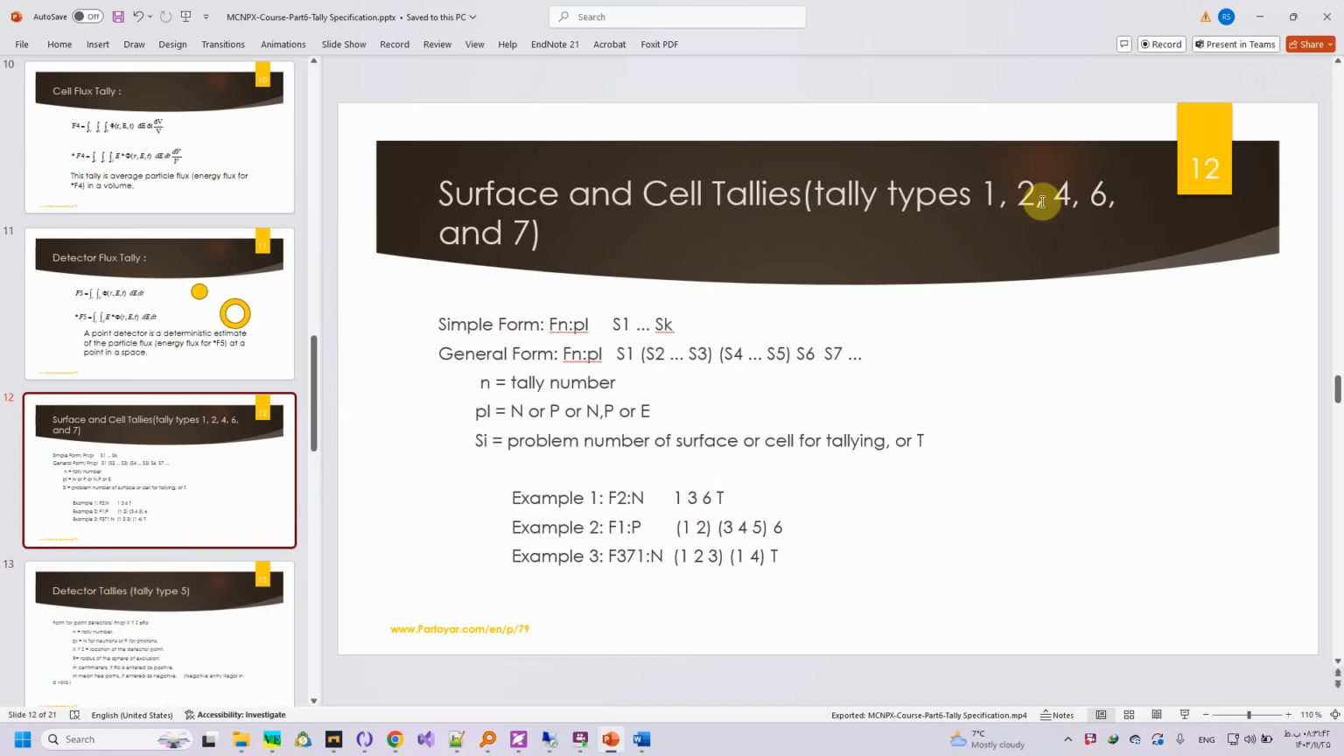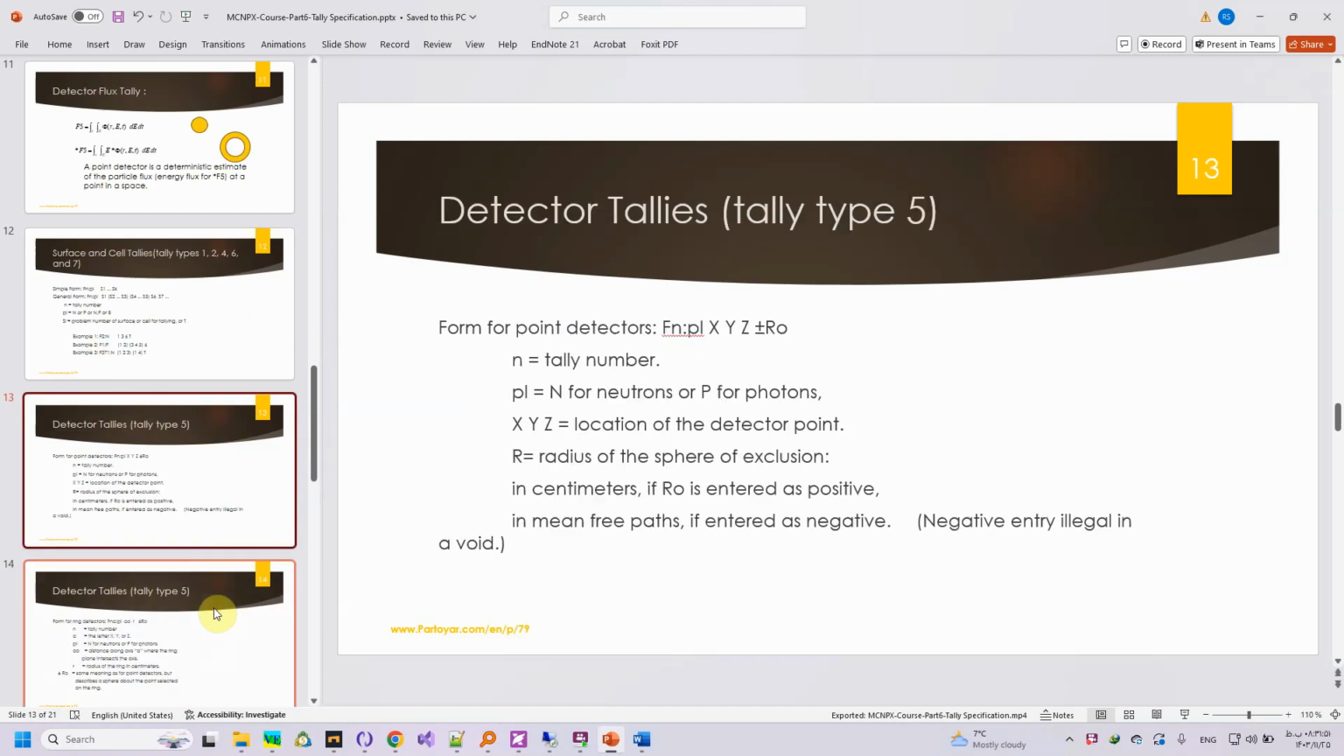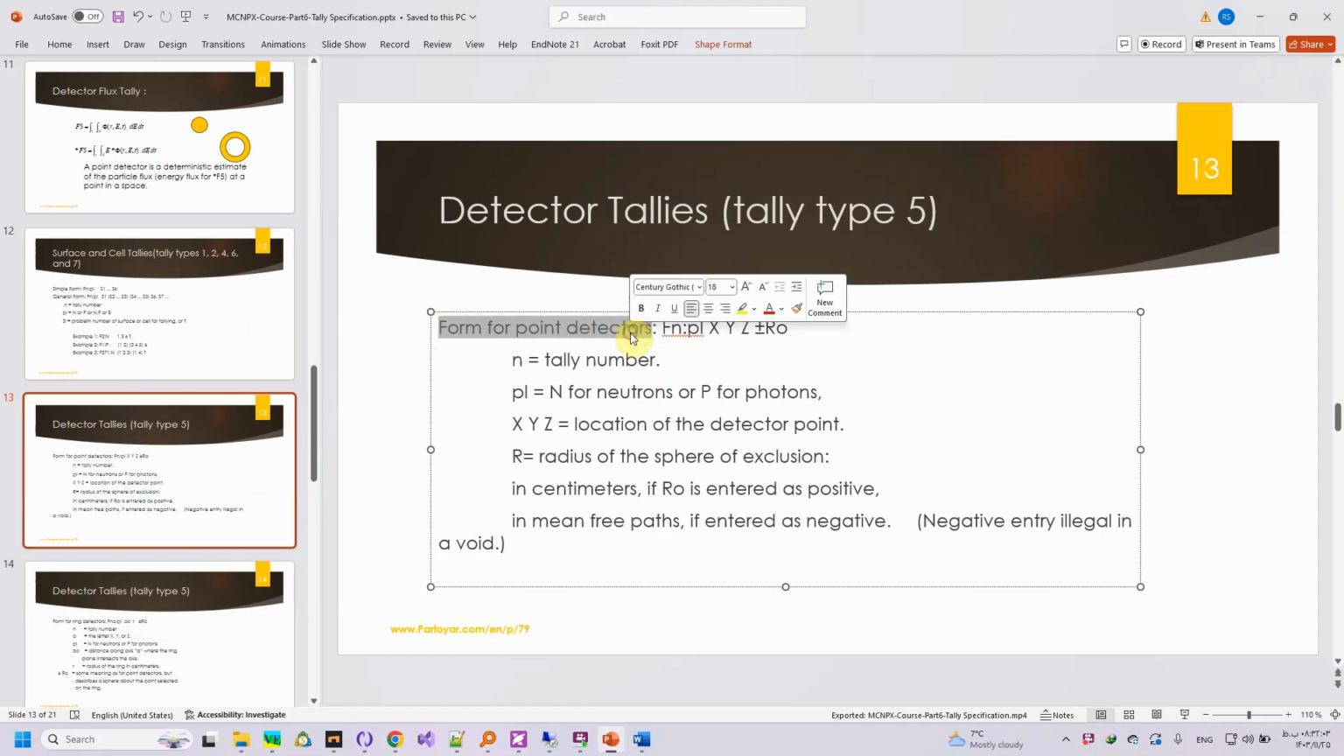So tally type 1, 2, and other, and these tallies. Here we also have a slide about F1 tallies, detector tallies. You can see that here is a form of point detector. In this situation, we must specify F5. Here is the position X, Y, Z, and also the radius. Here we have negative and plus sign.